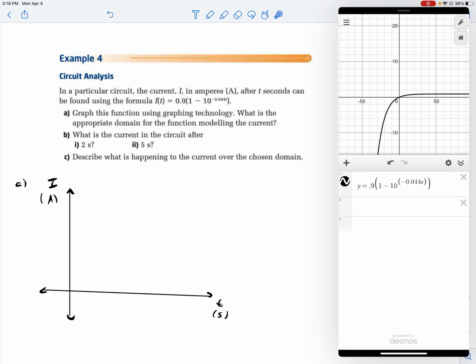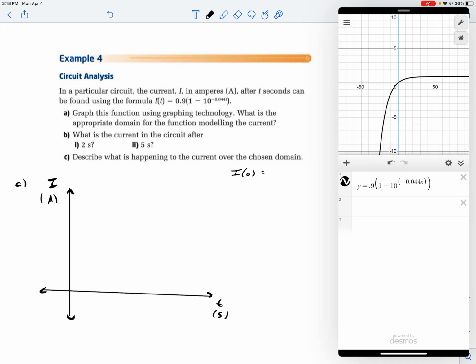So if you look at this equation and you say, what is I of 0? Well, you're going to be putting 0 in for t. So that means my whole exponent is 0, which means this is just 1. And then 1 minus 1, well, that all becomes 0. And then 0.9 times that, well, everything becomes 0. So it is going through the origin.